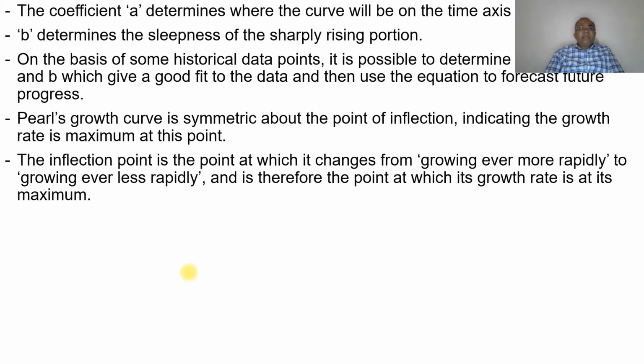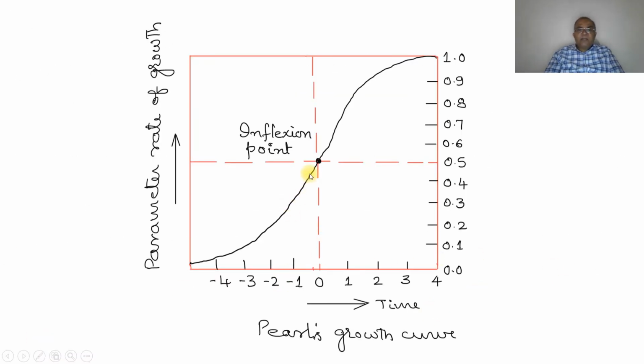The inflection point is the point at which it changes from growing ever more rapidly to growing ever less rapidly, and is therefore the point at which its growth rate is at its maximum. So this is the point where you have the maximum. The curve starts from here, goes to this maximum, and then from here it goes on again. So this is the inflection point.